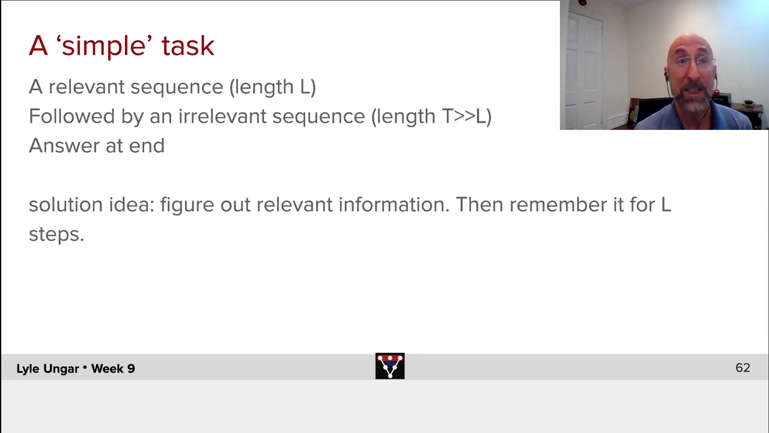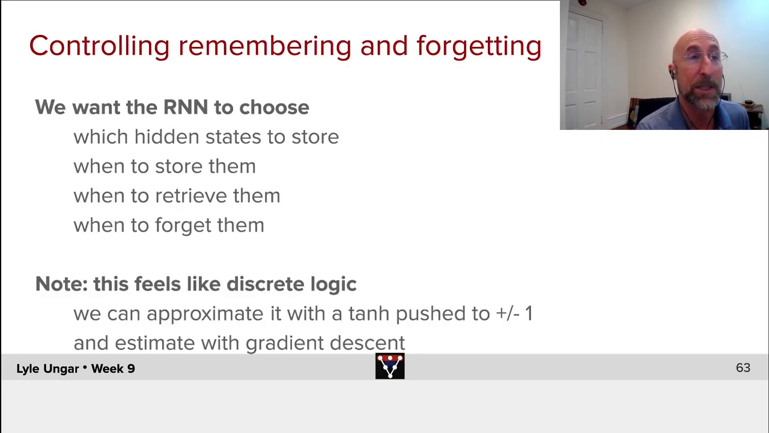So let's think of a simple task to illustrate where this comes into play. Imagine you have a sequence of length L, and then a bunch of stuff that's irrelevant of length T, and then the answer. What you want the neural net to automatically do is to figure out that all of that junk in the irrelevant sequence is irrelevant, remember the stuff at the basic L part, take that hidden state, save it away, and then much later, retrieve it, right? You want to store stuff, pull it back again, all within something that's 100% solvable by gradient descent.